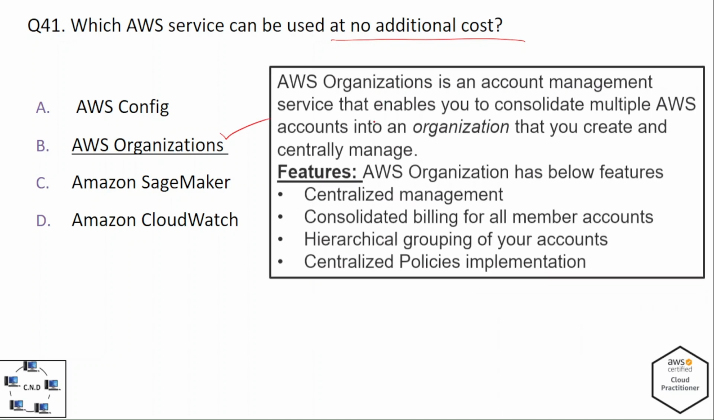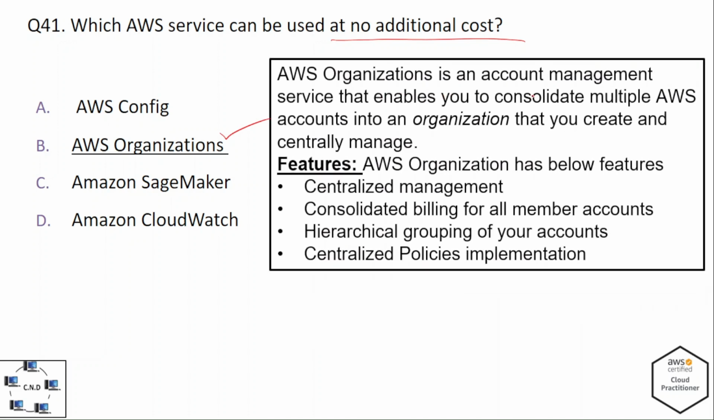And what is AWS Organizations? It is an account management service that enables you to consolidate multiple AWS accounts into an organization that you create and centrally manage. Features of AWS Organizations are centralized management, consolidated billing for all member accounts, hierarchical grouping of your accounts, and centralized policies implementation.